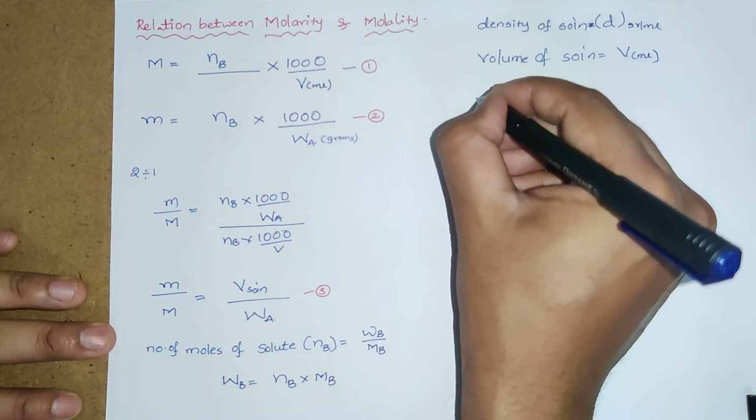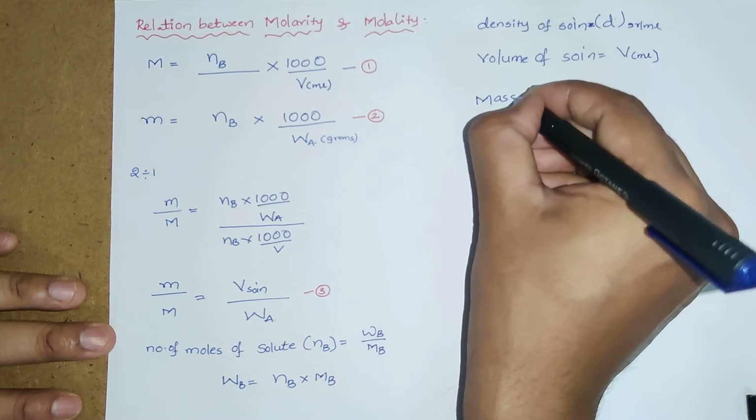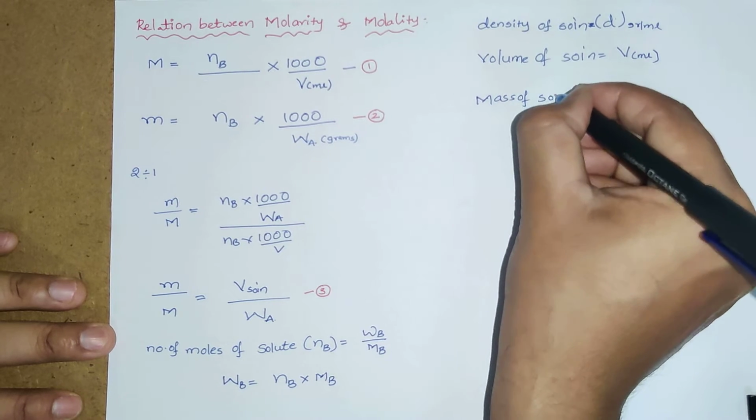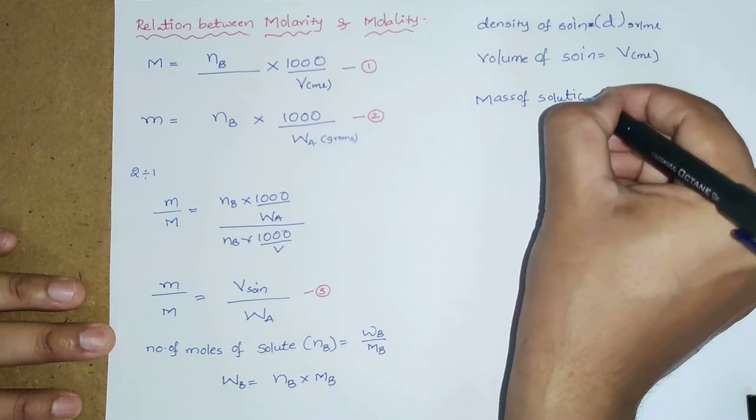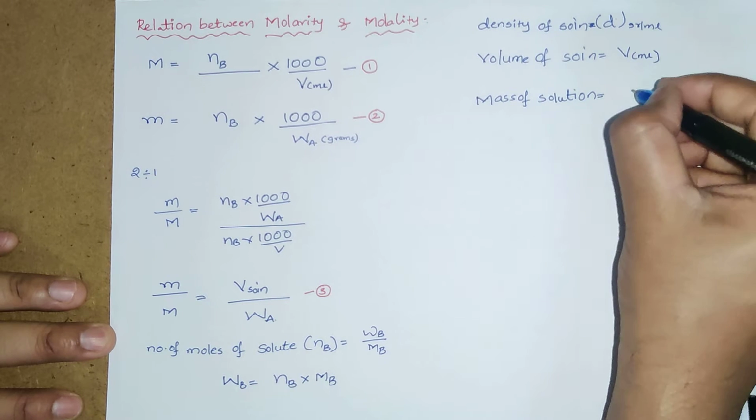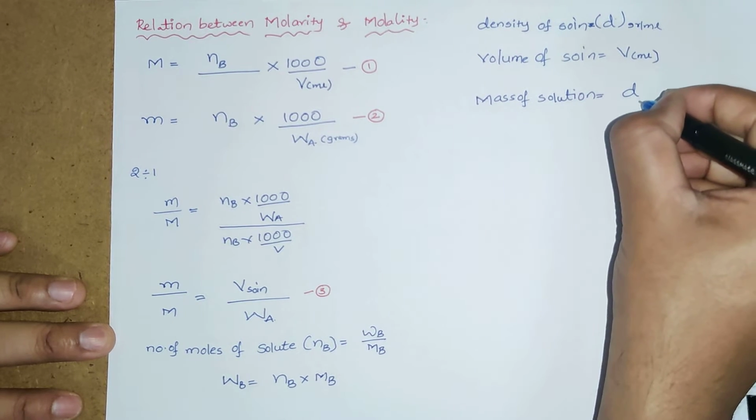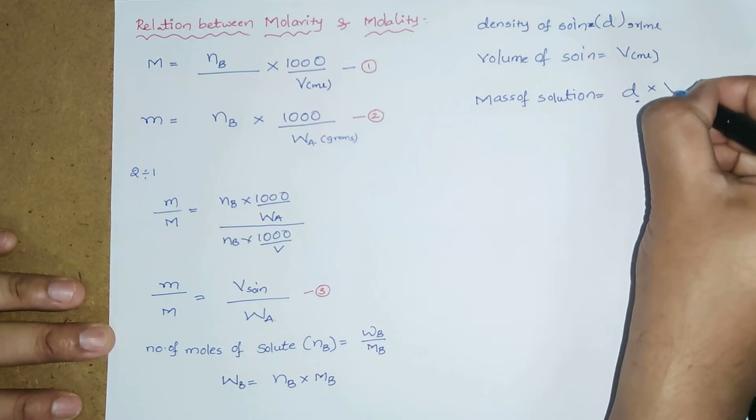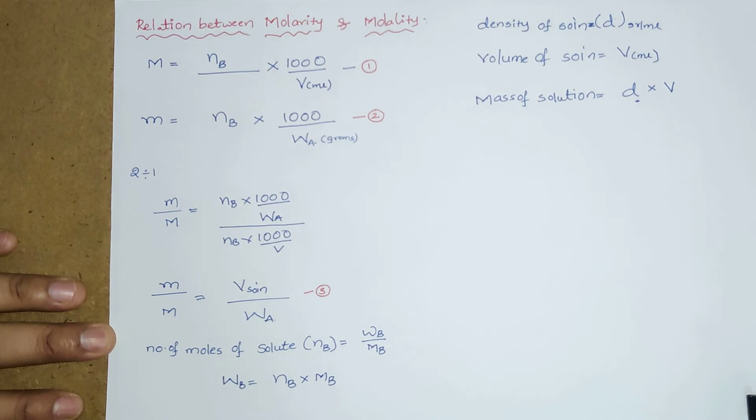Then what is the mass of solution? Mass of solution is equal to, you know very well, density of solution into volume of solution, because density is equal to mass by volume, then mass is equal to density into volume.